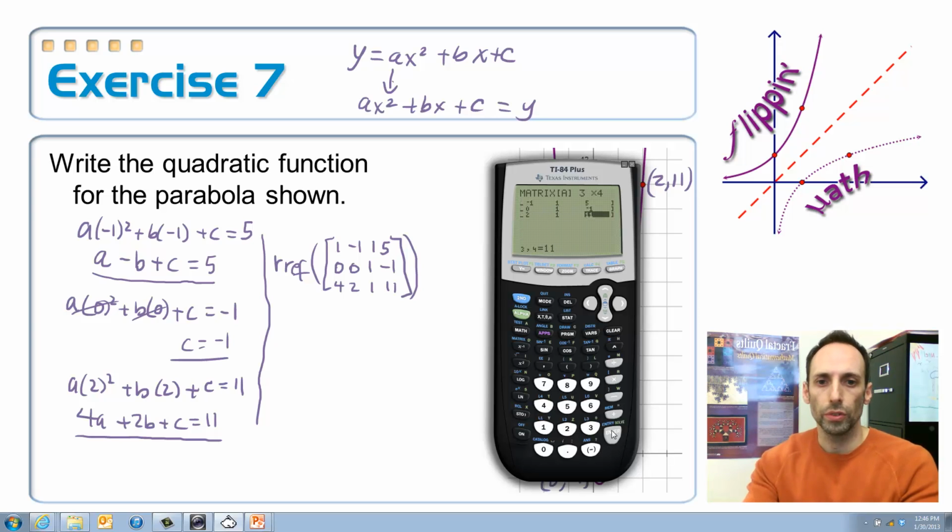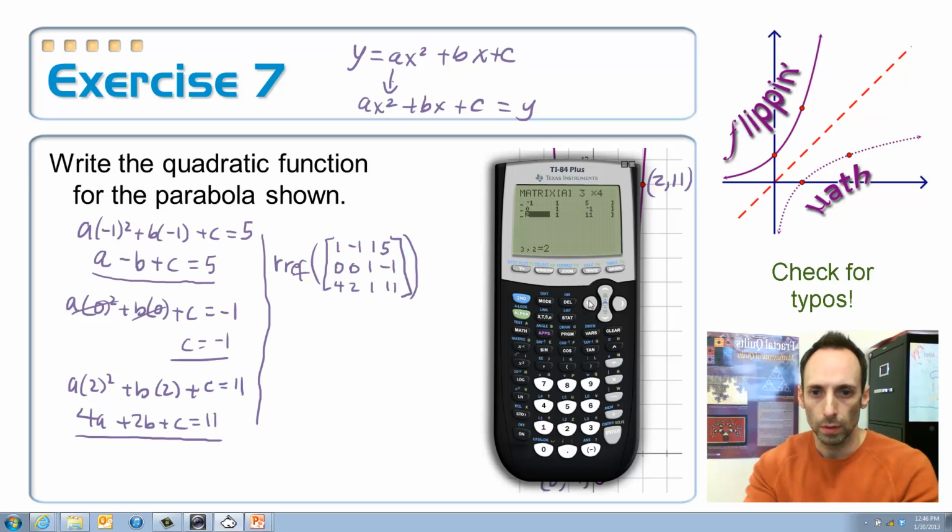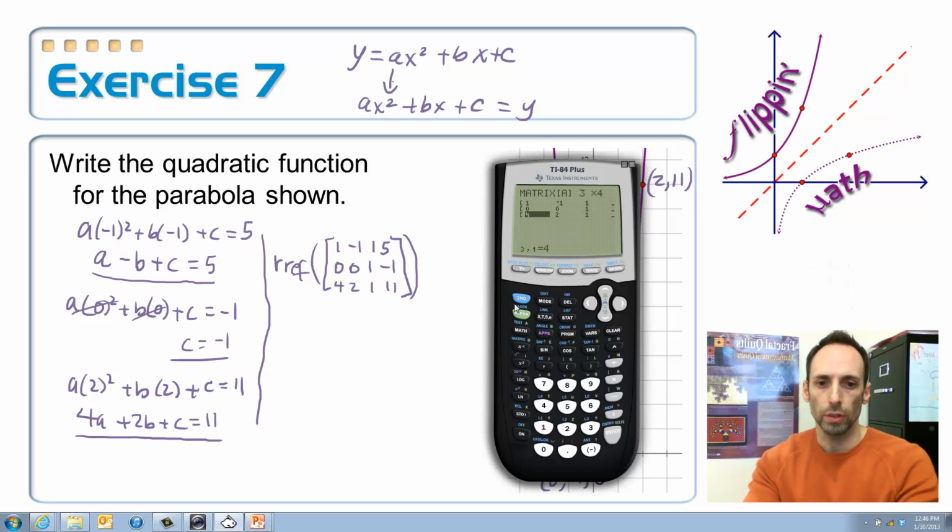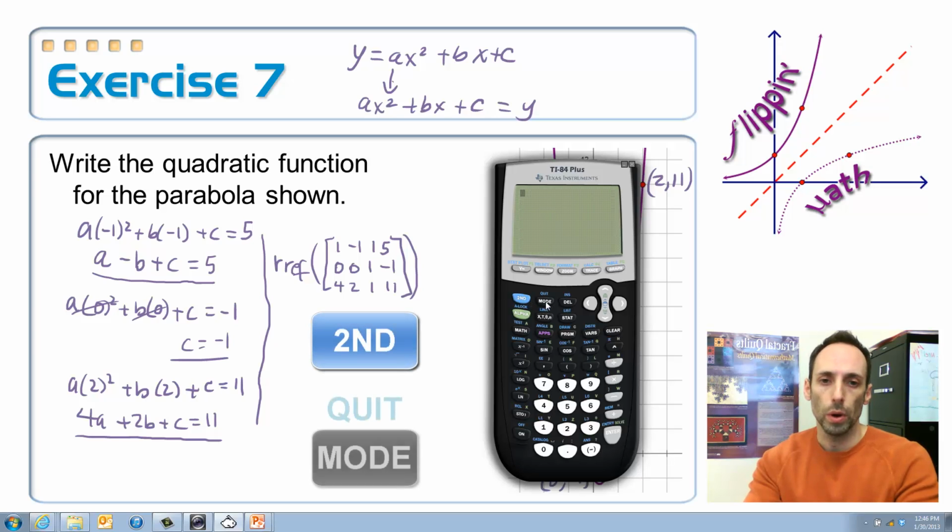Okay, and then it's always a good idea to give it a visual check to make sure that you have typed in your numbers correctly. All right, that all looks good. Now we want to quit back to the home screen. That's second mode, or quit.